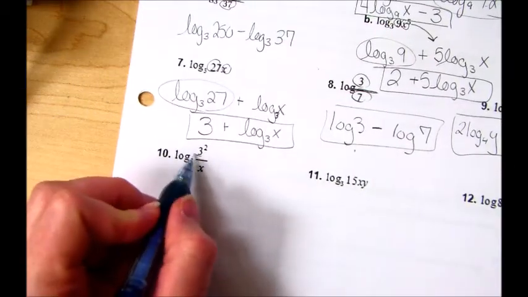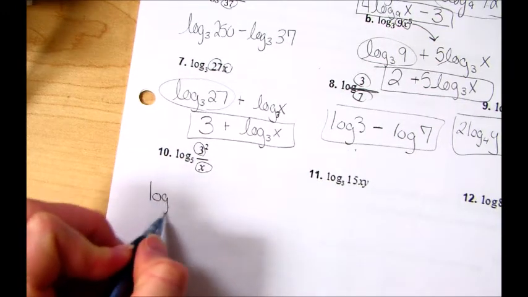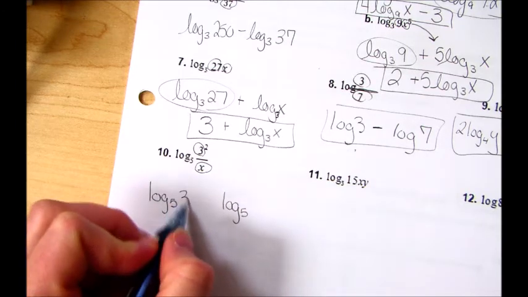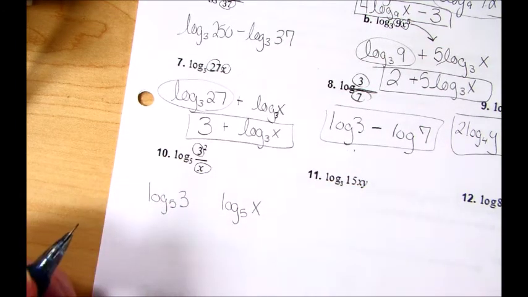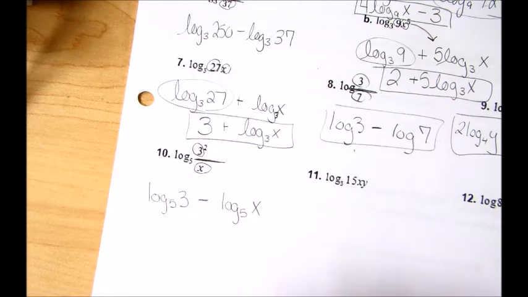Number 10, I see I'm going to need a log for the 3 and a log for the x. So here's my log with a base 5. Here's my log with a base 5. This one gets a 3. This one gets an x. Because this was division, this is going to be subtraction.